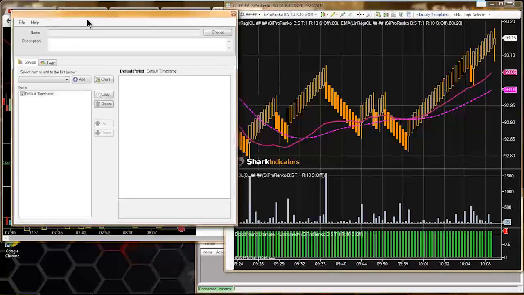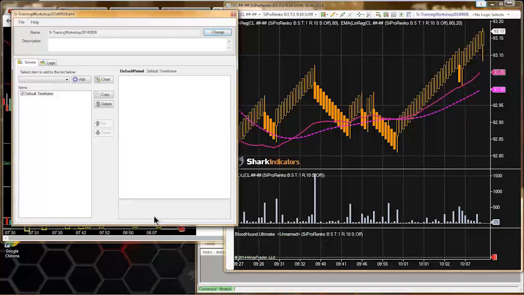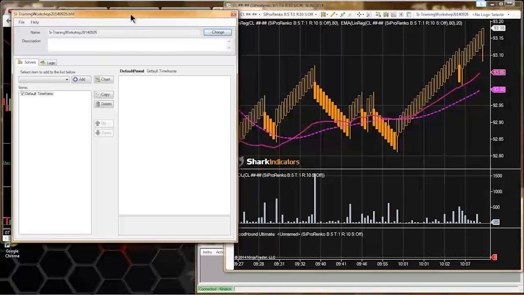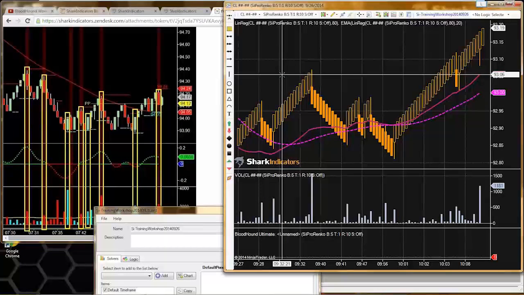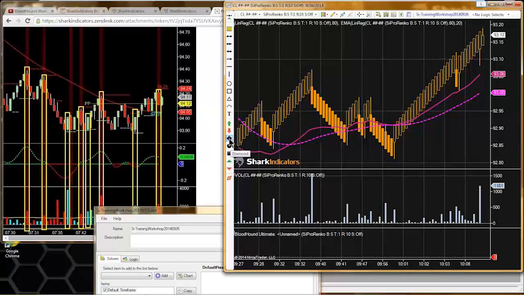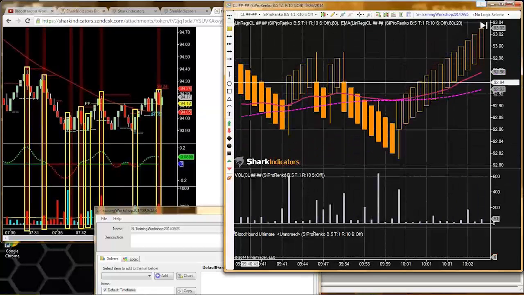Okay, let's open up BloodHound and give our BloodHound template a name. So I'll just take last week's name and change the date. Alright, there we go. So let's think this through as to what we're actually going to be building in BloodHound. Alright, well, I'll stretch my chart out here a little bit to help out.